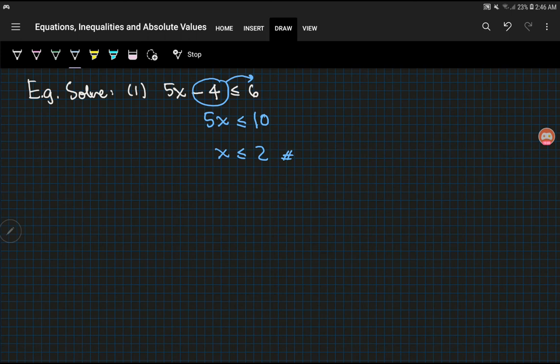Okay, you can leave the answer like this. Or also, you can leave the answer in interval form. We have from negative infinity to 2.